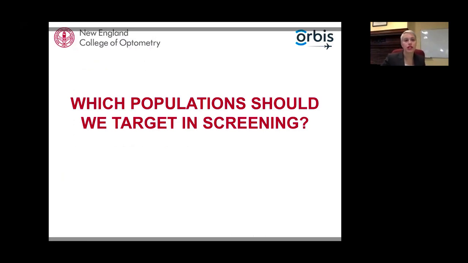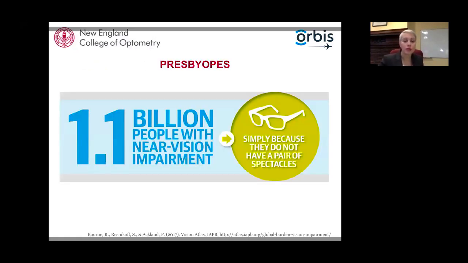So, which populations should we be screening? Who should we be looking for? Presbyopes is number 1. With an aging population, we have over 1 billion people without access to glasses, which to me is just mind-boggling. We see so many over-the-counter readers. It's mind-boggling that people are not utilizing that cheap production of glasses and sending near readers out to people. But 1 billion people without access to near glasses.